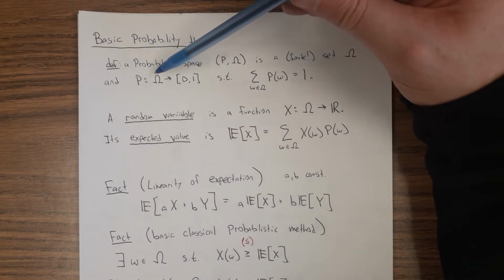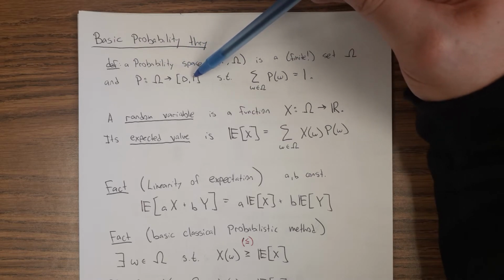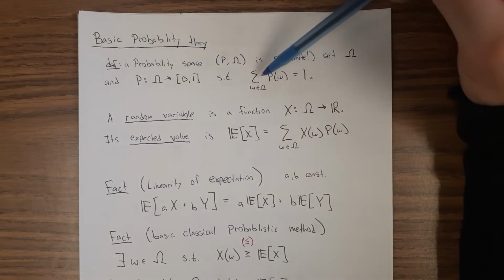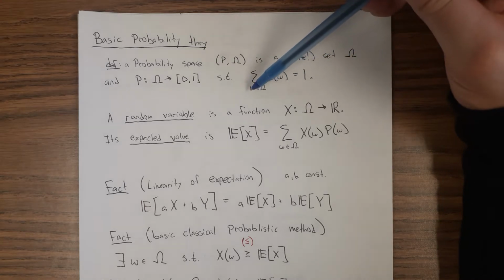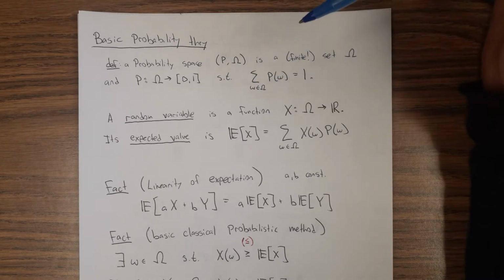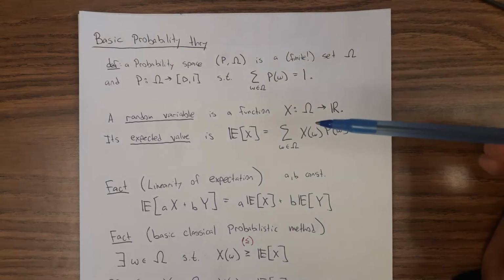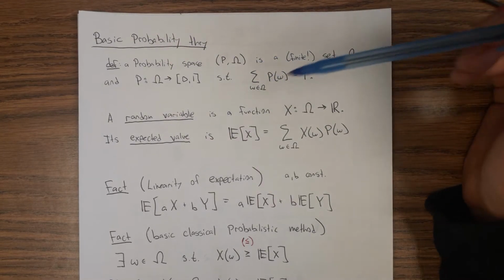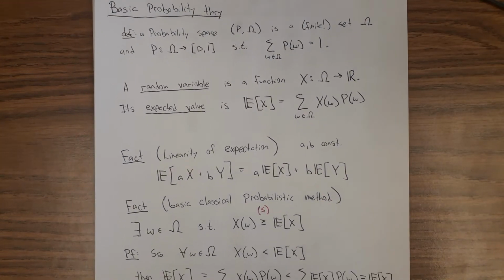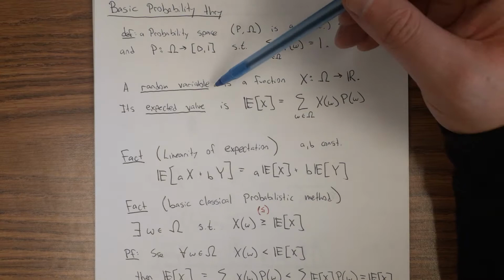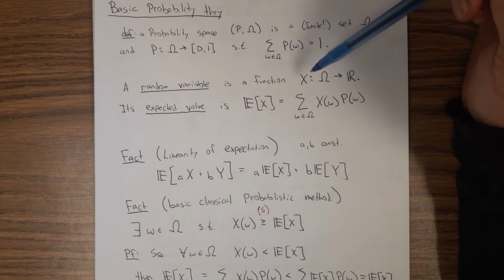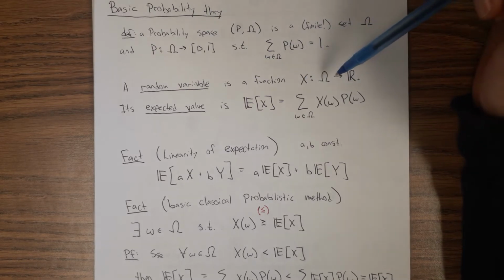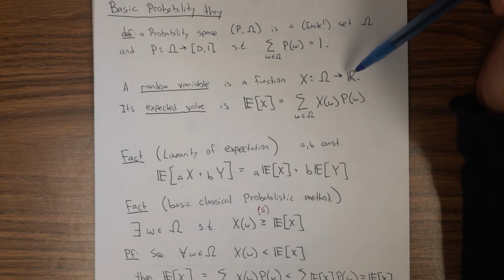P is your probability function. It goes from omega to the interval from 0 to 1, and of course we assume that if you add up all the probabilities of all the possible things in omega, that's 1. The elements of omega, these lowercase omegas, sometimes I call these outcomes. So the sum of all possible outcomes has a probability of 1. A random variable is a function. Typically, these functions are denoted with a capital letter X from omega to the real numbers.